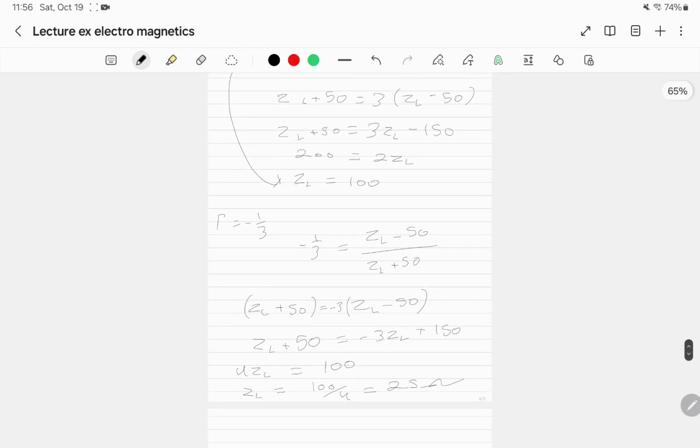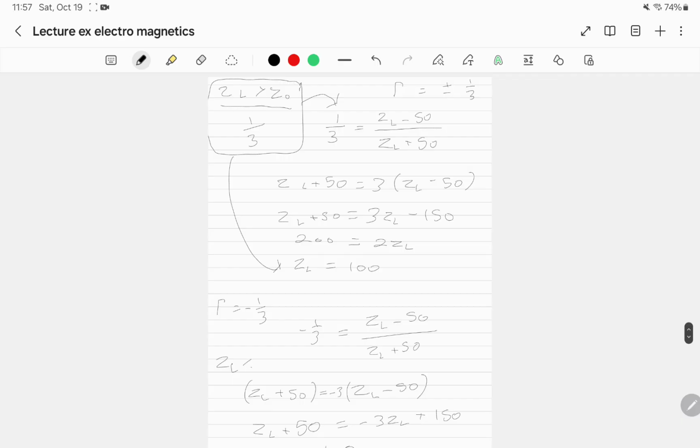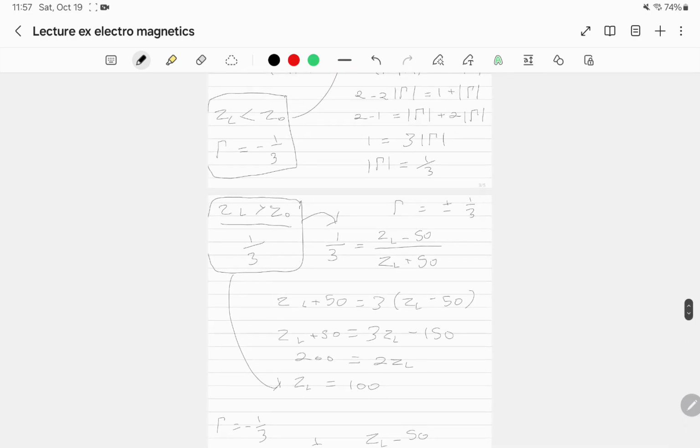And that's basically it. So for ZL less than Z0, you have 25 ohms. And for ZL greater than Z0, you have 100 ohms. And that's it.